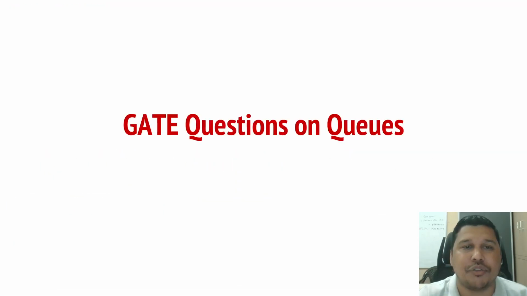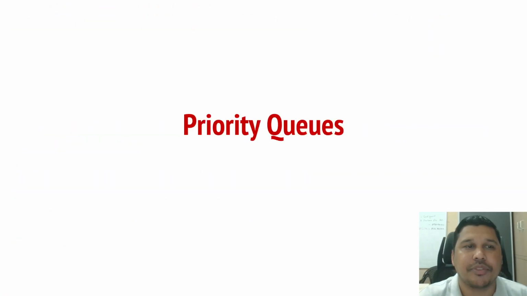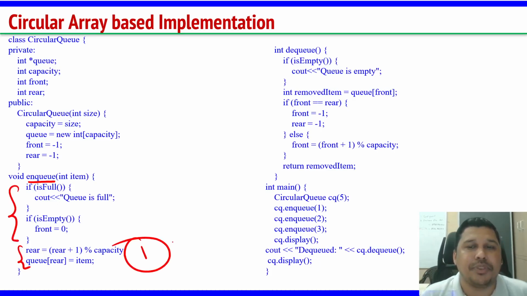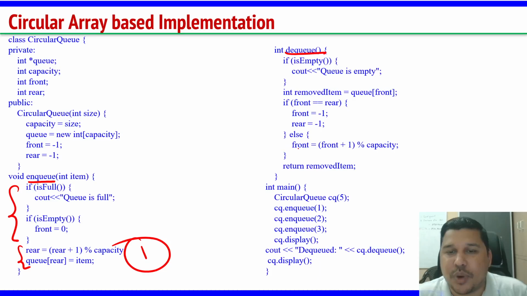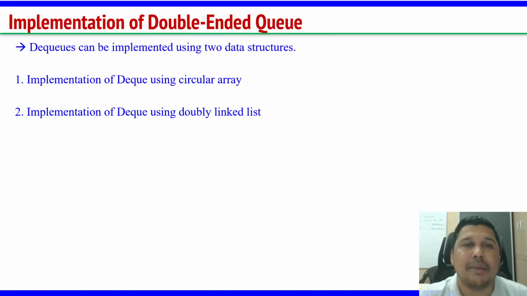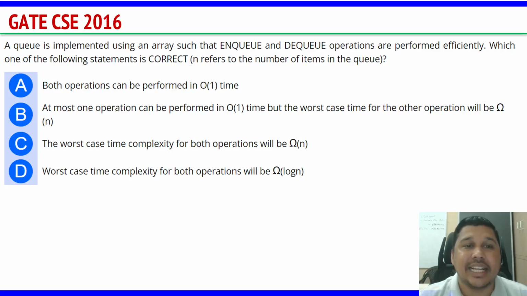Let's see the implementation of Q. I'll just show you here. See the circular array implementation. In NQ, in inserting, there is no looping here. Just one constant step. This is happening one time. In DQ also, there is no looping statement here. Just one step. Just increment it and delete that. That's why the time complexity of both inserting and deleting is one time. Again, a previous GATE question. So the operations are performed in order of one complexity.